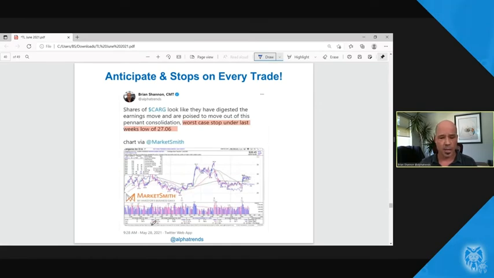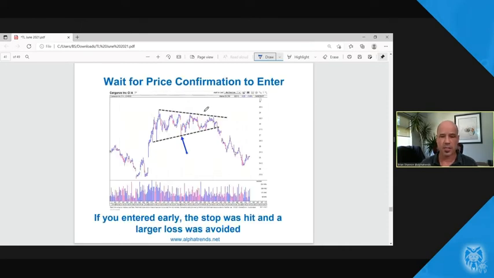This one I put on May 28th. Here's one to keep an eye on. It looks like it's poised to move out of this pennant. So what's a pennant? Well, we've got this big move up and then a tightening of this consolidation. It's above a rising 20 and 50-day moving average. They had good, strong earnings and revenues. Worst case stop, if it triggers, 27.06.